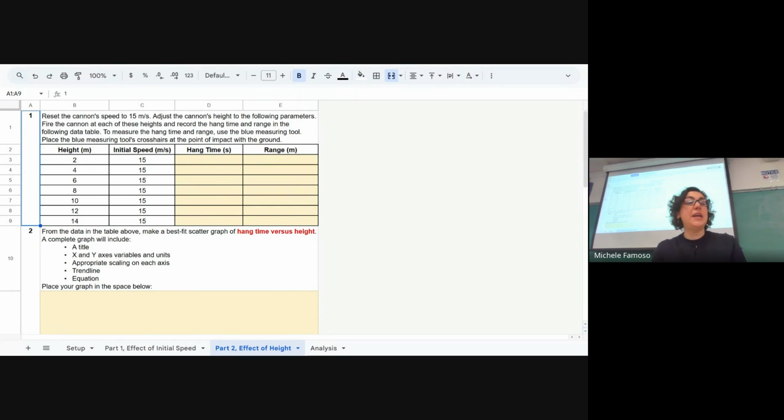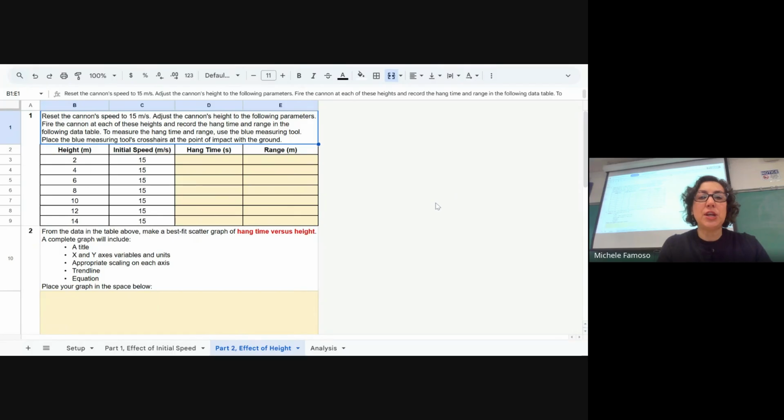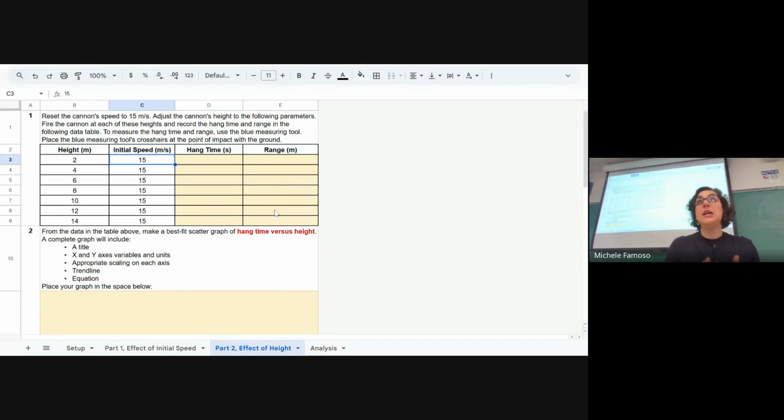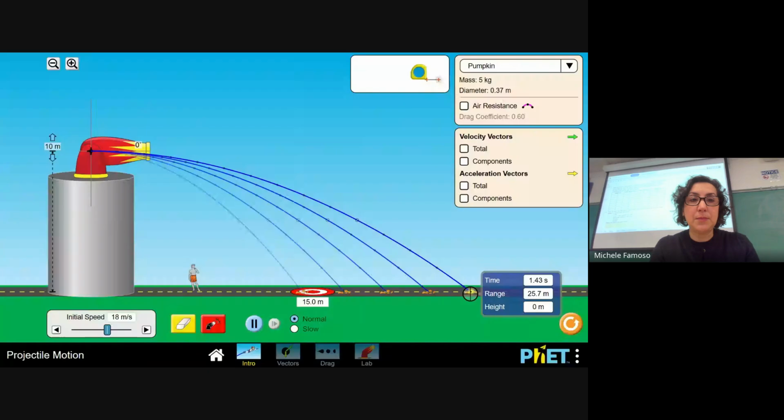Okay, once you have your data in part 1, we're going to go to part 2. Click on the tab on the bottom, which says part 2, effect of height. What we're now going to do is go back into our simulation and reset the cannon speed to 15 meters per second and adjust the height to these values. Notice that in part 2, we're going to keep the speed constant in every trial, 15 meters per second. So let's adjust this in our simulation.